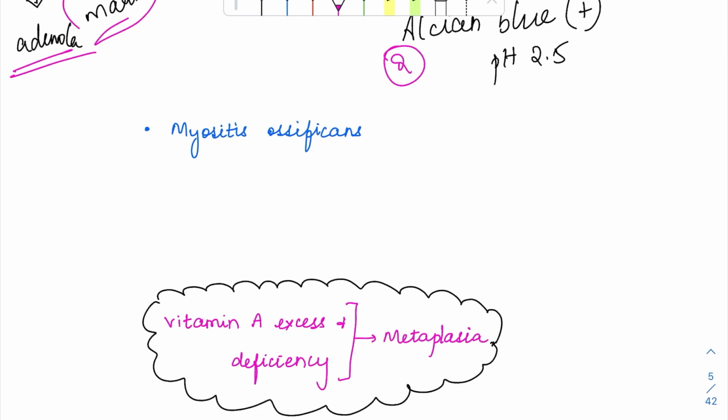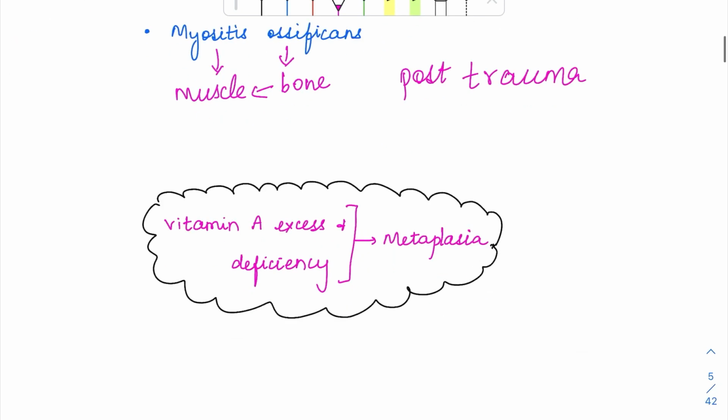Then the third example of metaplasia will be myositis ossificans. It is not just the epithelium that gets replaced. Even the mesenchymal tissues can undergo metaplasia. The best example of it will be myositis ossificans. Post-trauma, you must have seen some patients who have bone development inside the muscle. So, this is called myositis ossificans. Ossification means bone. Myo is muscle. So, bone is going to be present in the muscle post-trauma. So, this is called myositis ossificans, which is again an example of metaplasia.